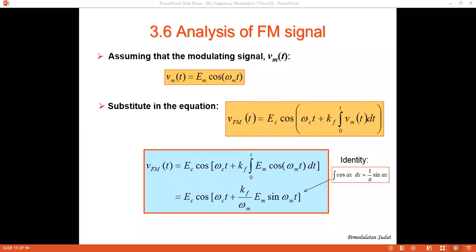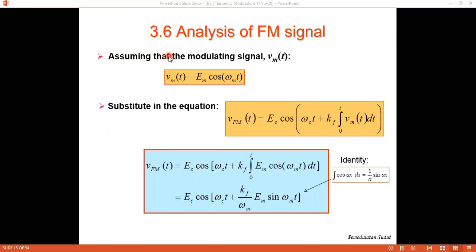Okay, so this is the second part of our FM lectures for today. We stopped in the previous part at the analysis of the FM signal, so this is where we'll continue our lecture. Let's analyze our FM signal so that from this analysis, we can know more about the spectrum, bandwidth, and also look at the power performance of our FM signal.